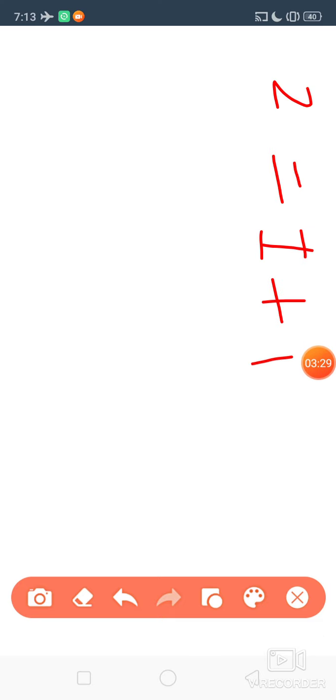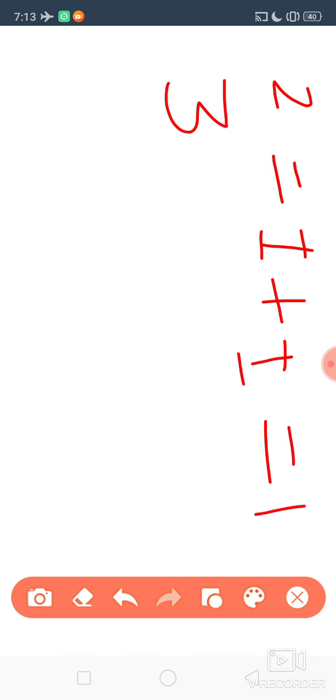Now suppose you have to write 2 in Roman numbers. Then I plus I, it will become 2. Suppose you have to write 3. For writing 2 you have to write I 2 times. For 3 you have to write I 3 times. I means 1 plus 1 plus 1.